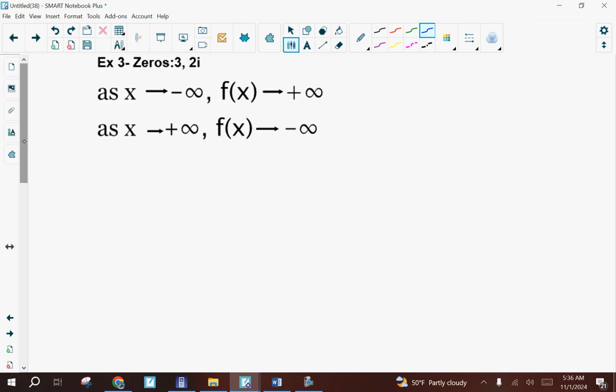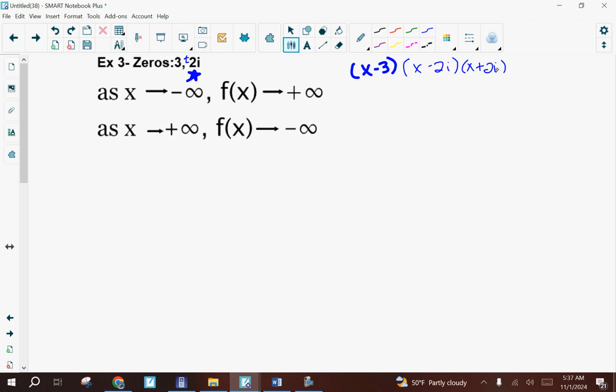So starting with example 3, this one doesn't have anything fancy, so I should have probably put this as the first example. So they're saying x equals 3. So that means in our parentheses, it's going to be x minus 3. Now the thing you have to be aware of again is i's come in pairs. So that right there, that's going to be plus or minus. So that means over here, we're going to have x minus 2i, and then x plus 2i.